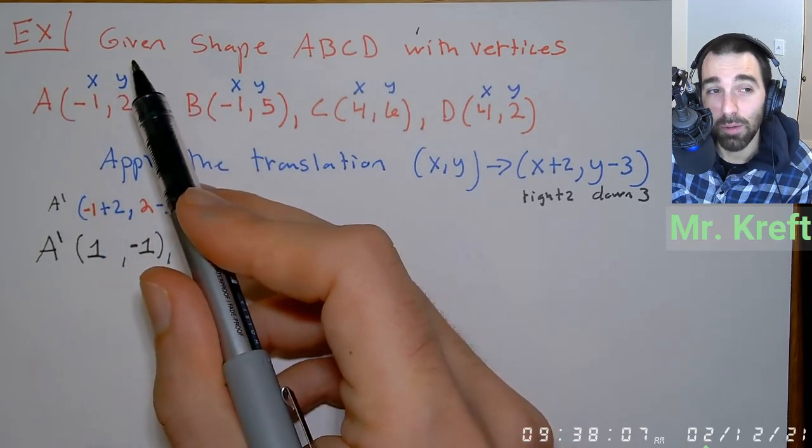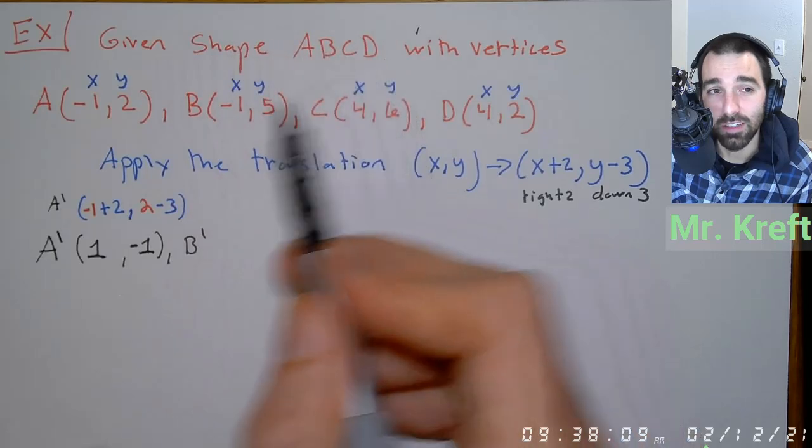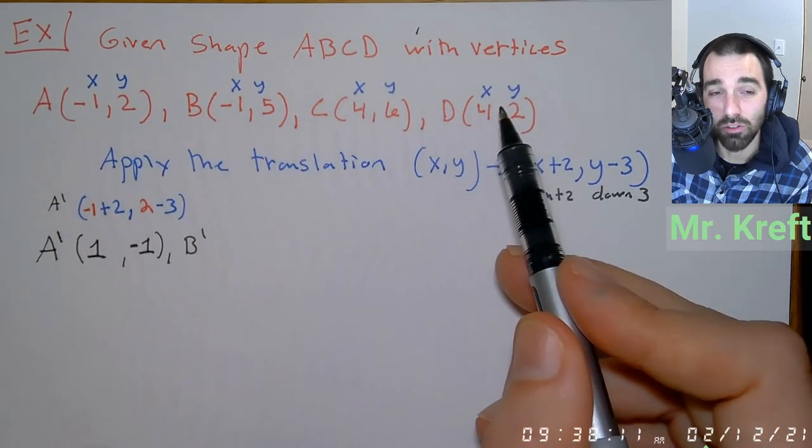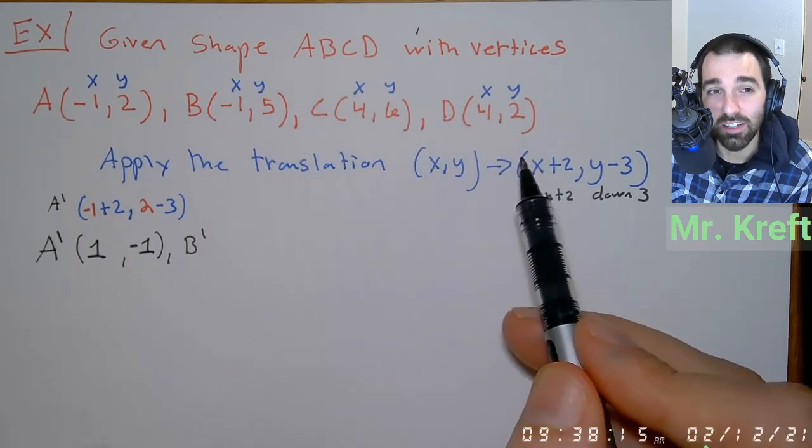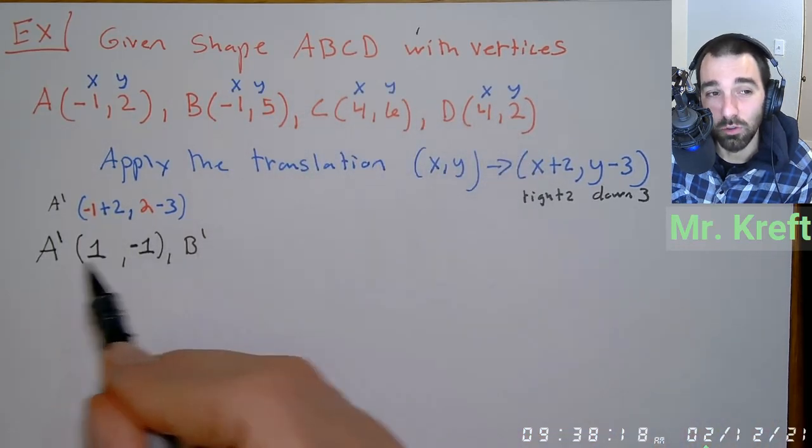So in our problem, we were given shape A, B, C, D. This is my pre-image, my original. And I'm going to apply this translation to get my image, my new shape.